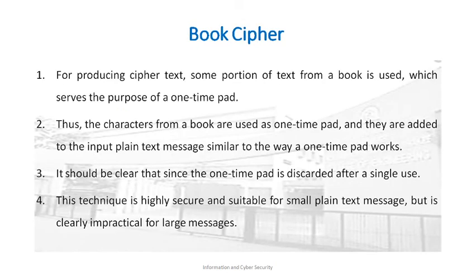The next technique is the book cipher. For producing the ciphertext, some portion of text from a book is used, which serves the purpose of a one-time pad. That means this technique is the same as the Vernam cipher, only instead of a key given by the user, the key is taken from the book. Thus, the characters from the book are used as a one-time pad and are added to the input plain text message, similar to the way a one-time pad works.